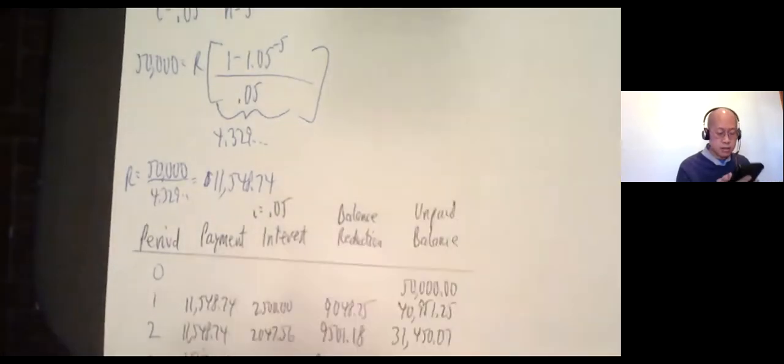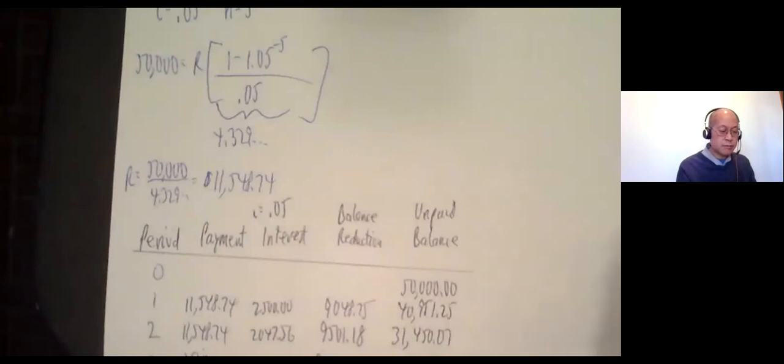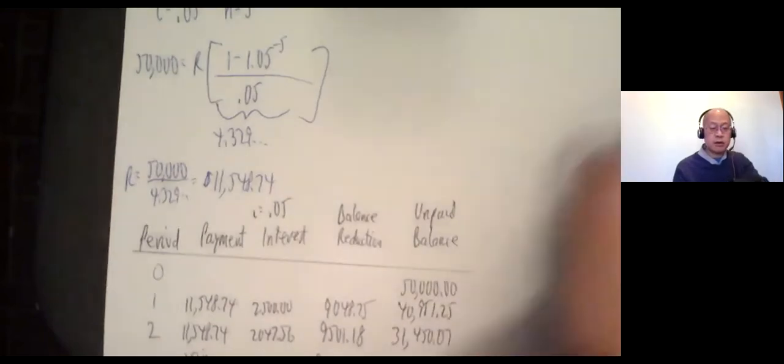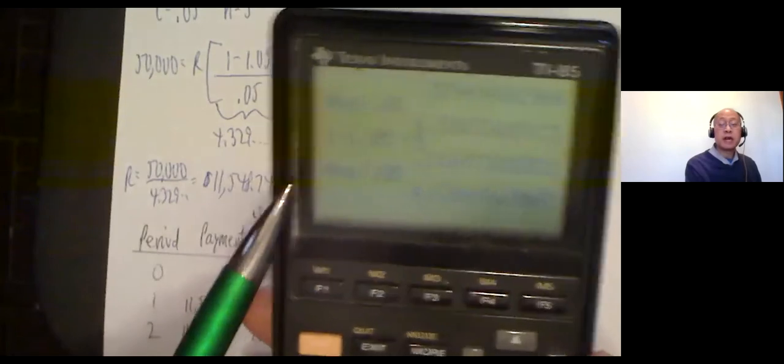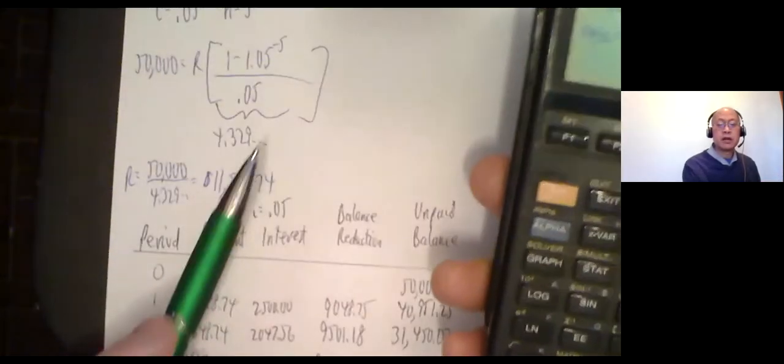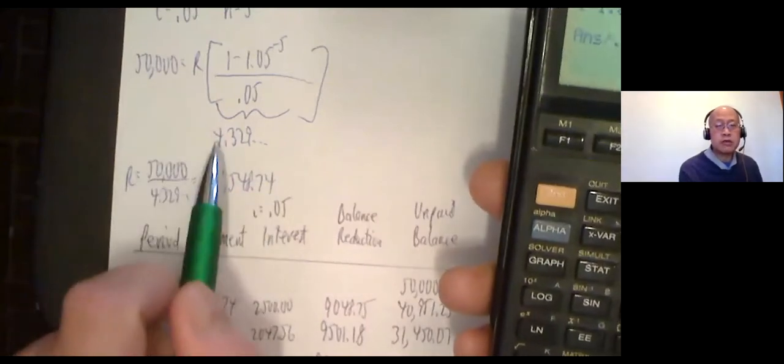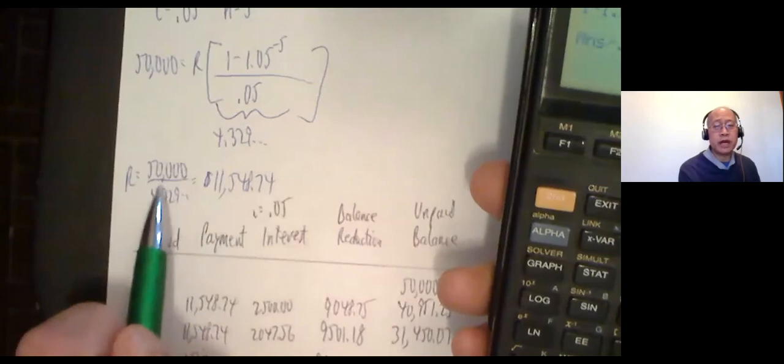Okay, so 1 minus 1.05 exponent negative 5 divided by 0.05. I must have done something wrong. Yeah, typed in the wrong number. 1 minus 1.05 raised to the negative 5 divided by 0.05. There we go, 4.329. So I typed in 1 minus 1.05 to the negative 5th power and took that answer and divided by 0.05. 4.329, whatever. So 50,000 equals 4.329 R. Divide both sides by that 4.329.